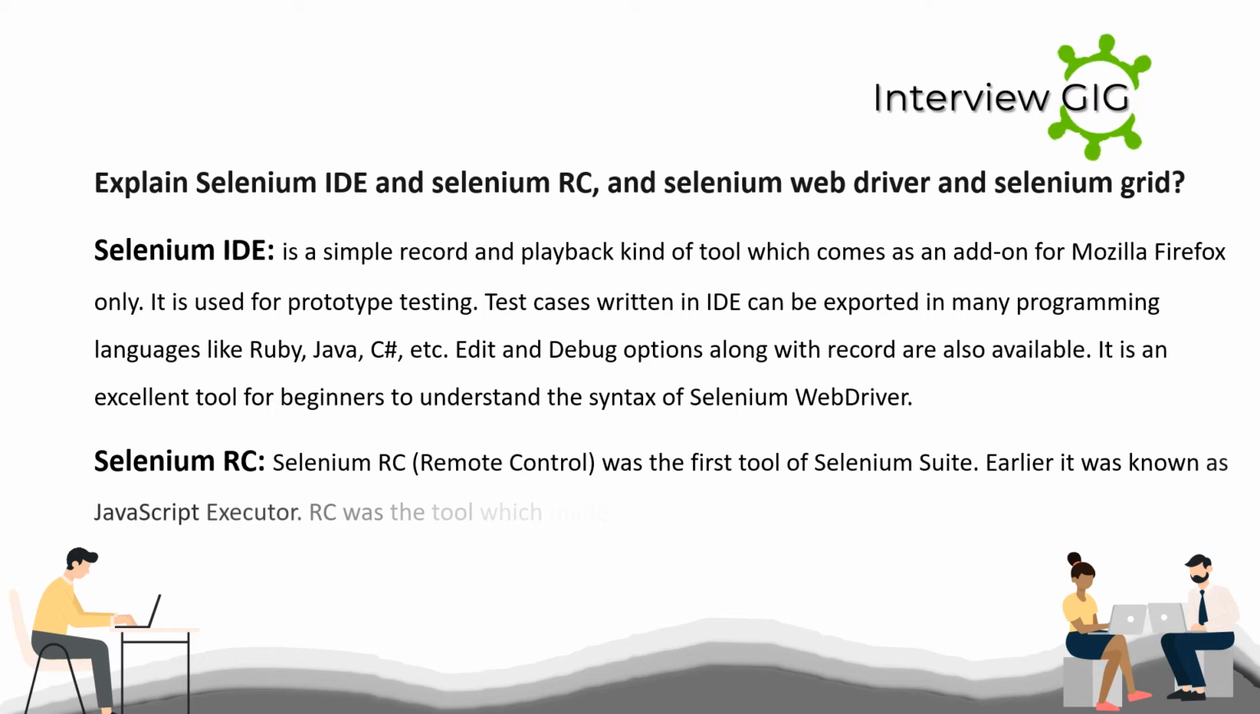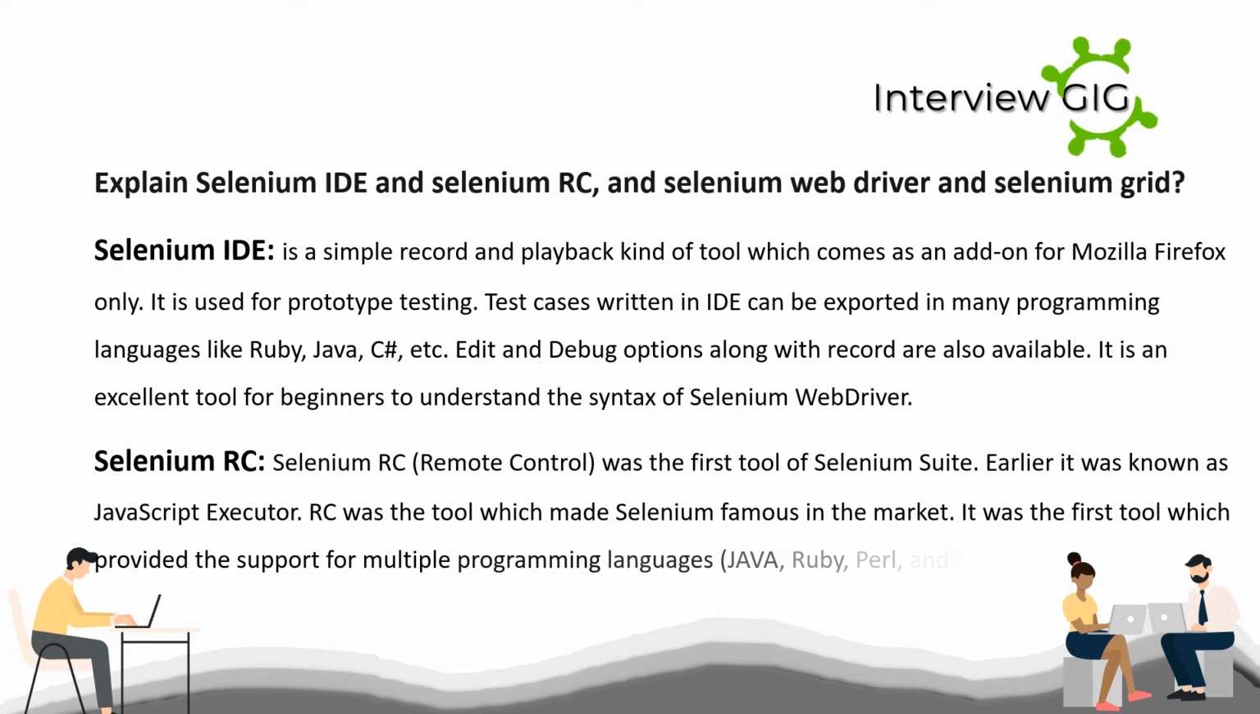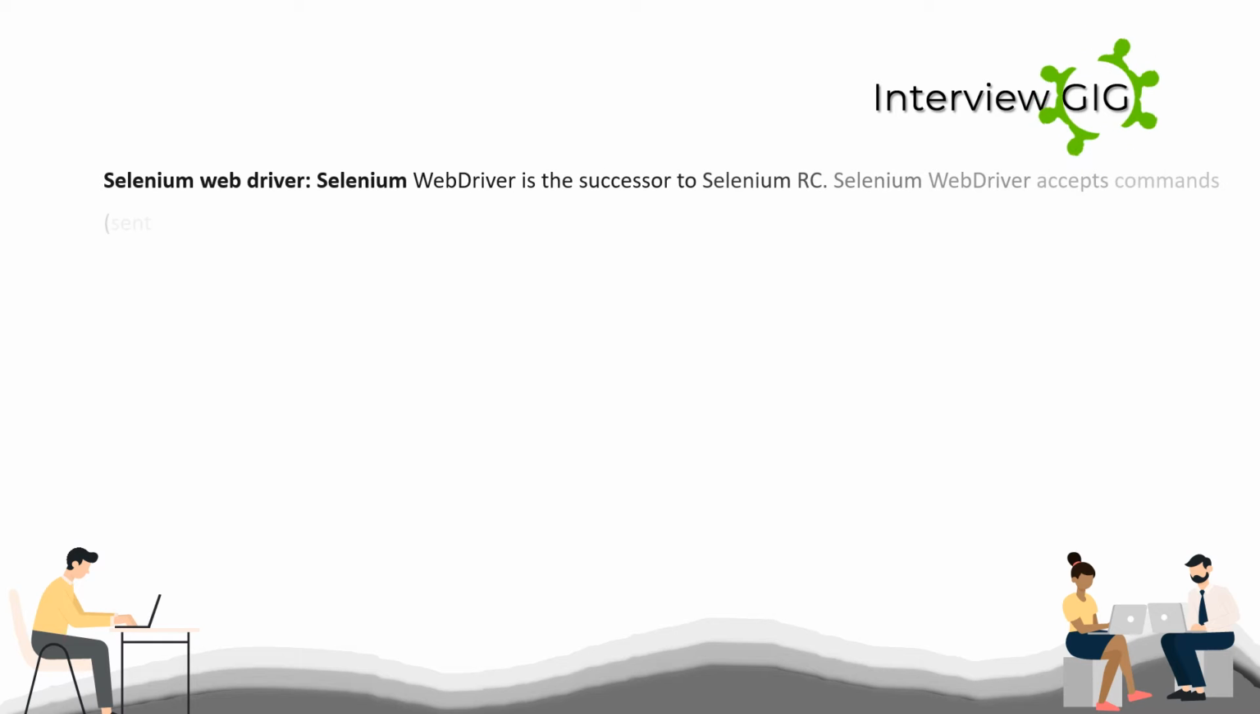Selenium RC. Selenium RC, Remote Control, was the first tool of the Selenium suite. Earlier it was known as JavaScript Executor. RC was the tool which made Selenium famous in the market. It was the first tool which provided support for multiple programming languages: Java, Ruby, Perl, PHP, Python, and C#.